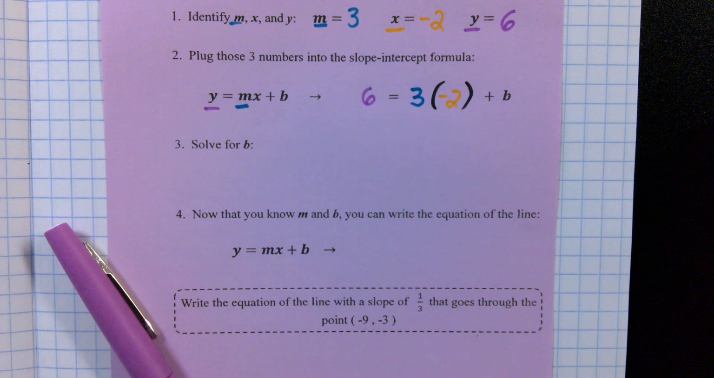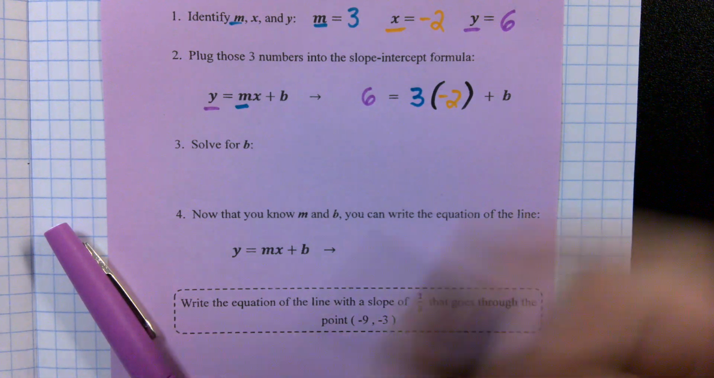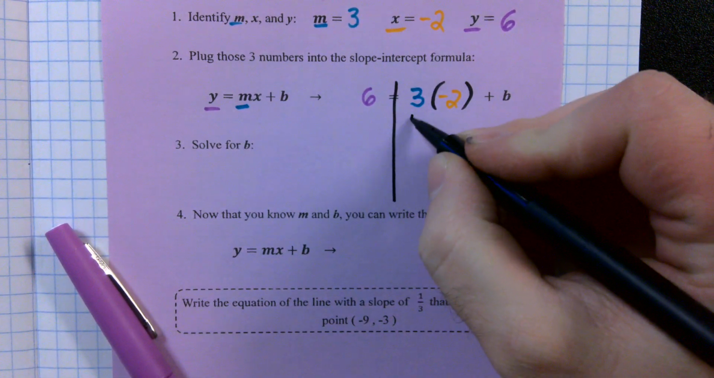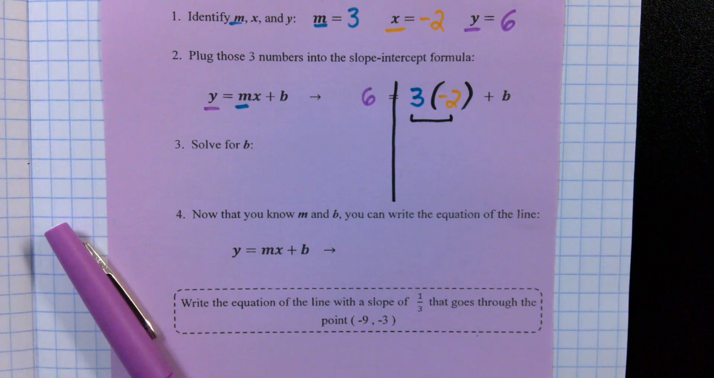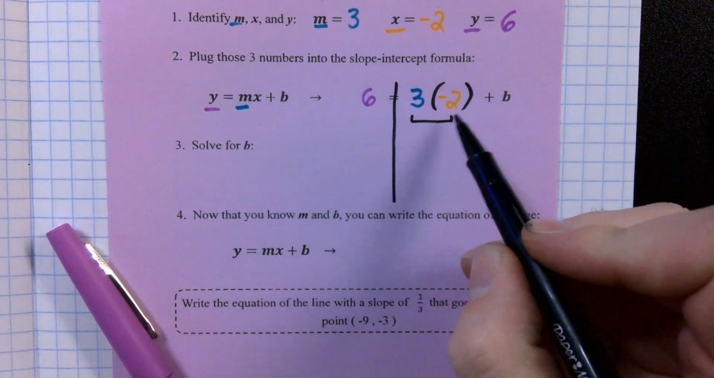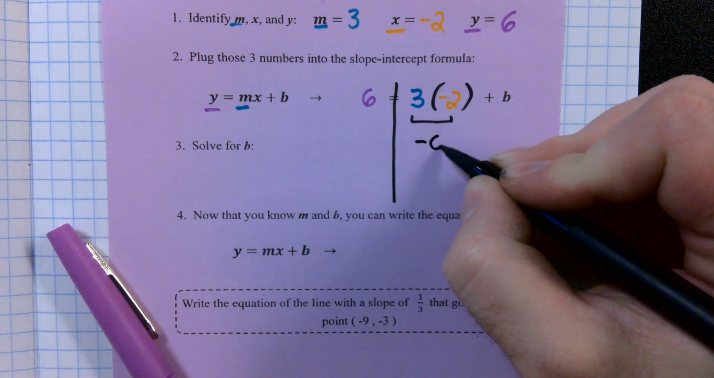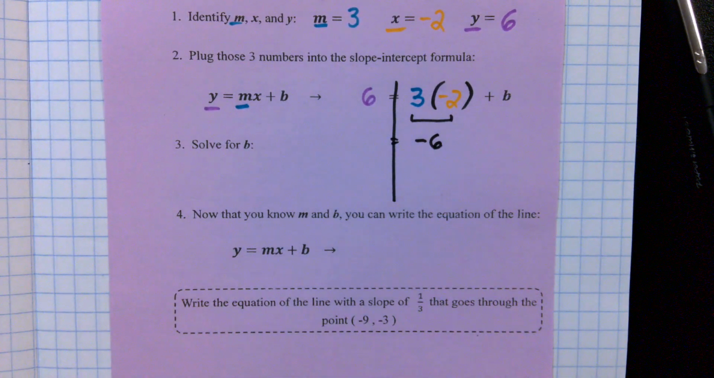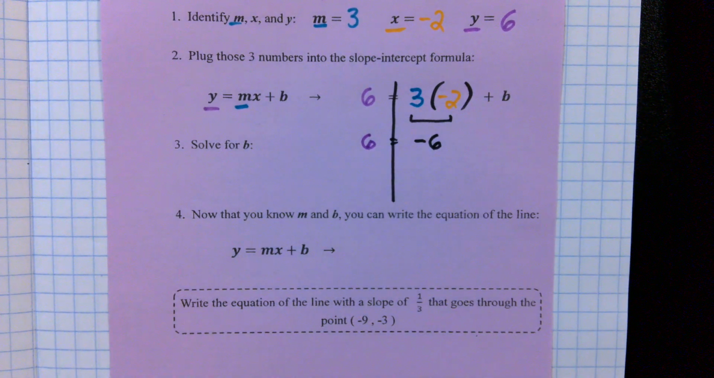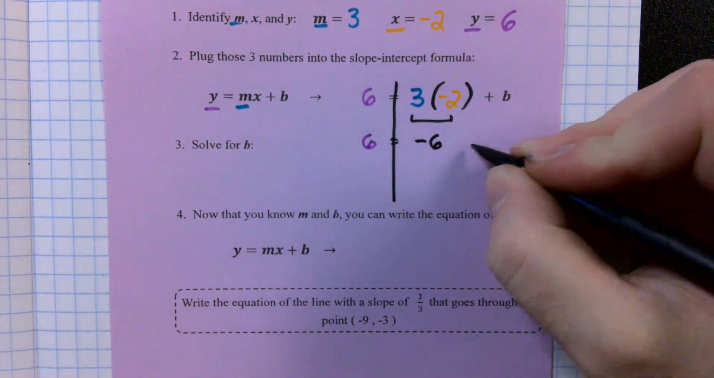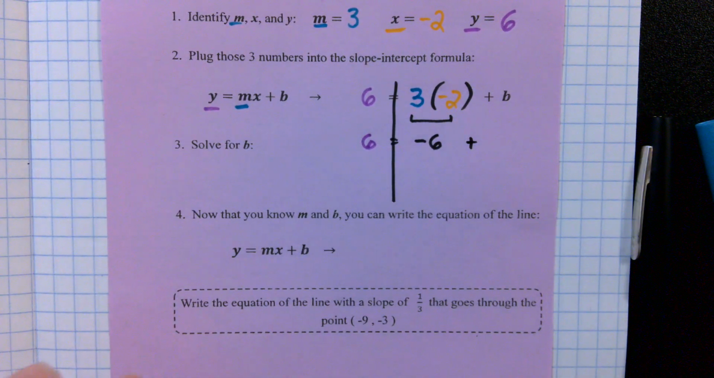Now I'm going to solve for b. What do I want to do first if I'm going to solve for b? We're going to multiply 3 times -2. Even before that, what do we want to do though? Draw the line. Good. Like Vincent said, we're going to multiply. What's 3 times 2? 6. A positive times a negative is a -6. So now I've got 6 equals -6 plus b.